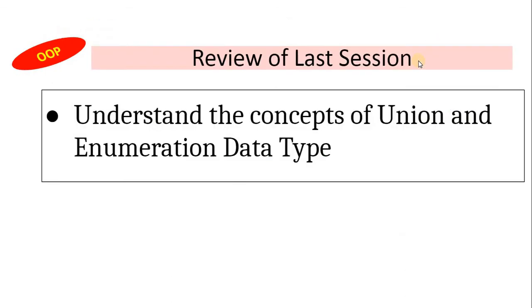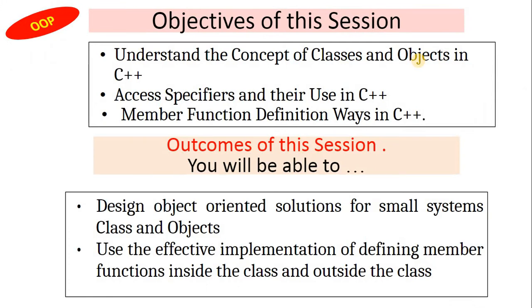In the previous video, we have seen the concepts of union and enumeration data types apart from structure. The objective of this video will be to make you understand the concept of classes and objects in C++, the access specifiers and how to use them, and finally how to define the member functions that are declared inside the class. There are different ways to define them in C++, so we are going to see that.